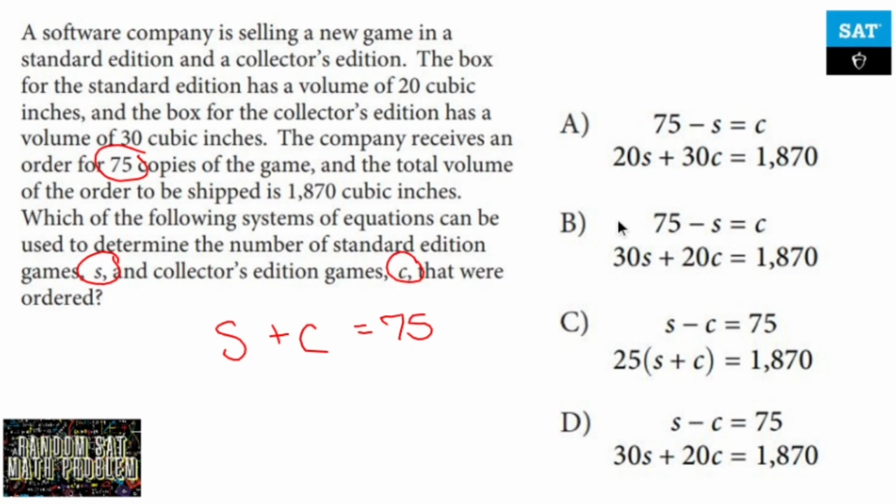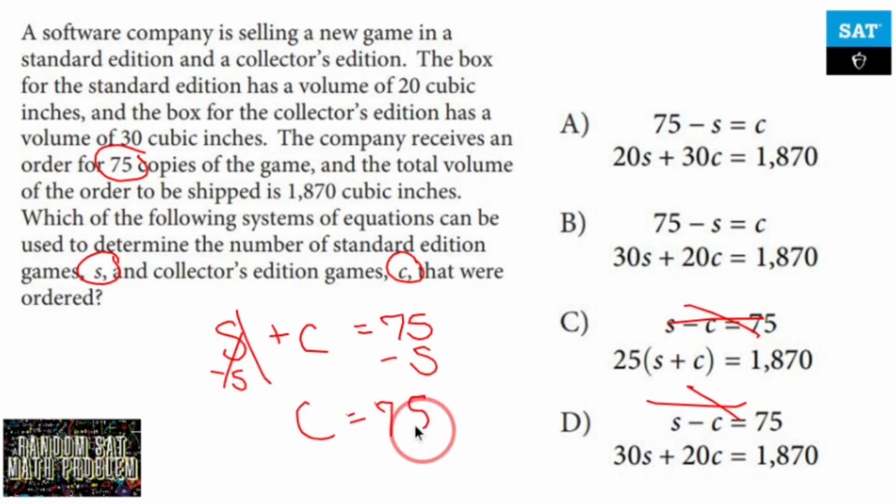What do they want? They want me to get 75 all by itself? No, not 75. Do they? I mean, it's neither one of these guys. So they want me to get C all by itself. So let's subtract S from both sides. That gives me C equals 75 minus S. So either one of these is exactly just fine. So we have our first equation, and that was the total equation.